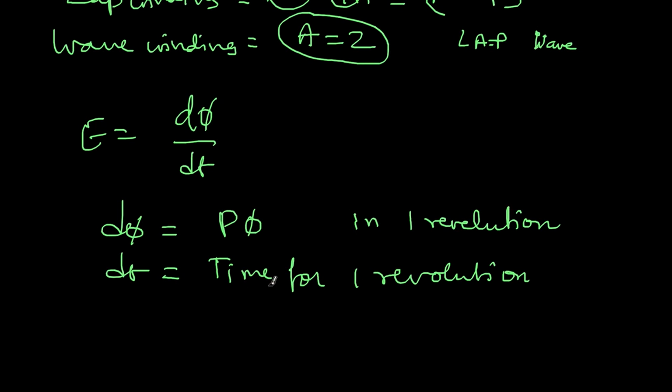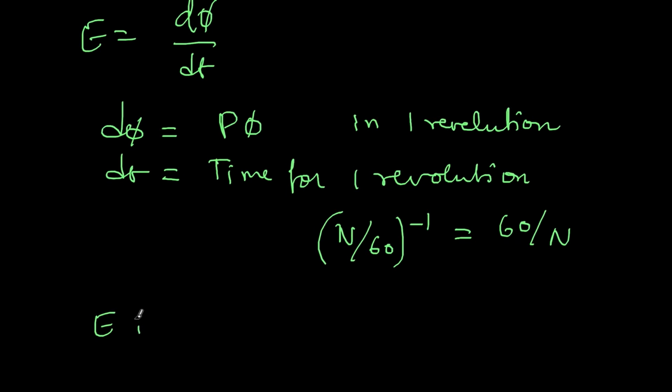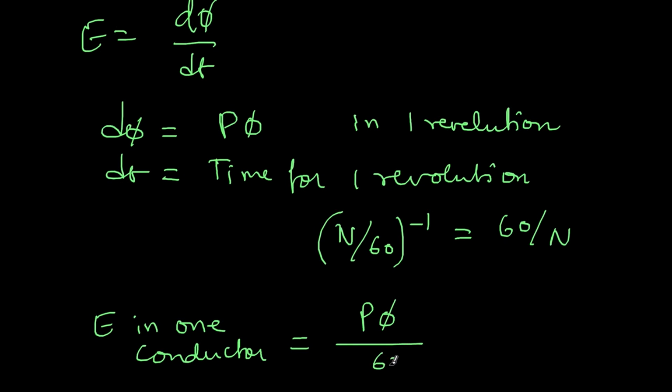Now how do we derive that? You see, n is the speed of the rotor in revolutions per minute. So if I divide by 60, this is revolutions per second, and if I take the inverse of that, this will be seconds per revolution. So that's nothing but the time for 1 revolution. This is dt, or this is nothing but 60 by n. So now I'll say the EMF induced in one conductor is nothing but d phi by dt. So that is P phi divided by 60 by n, or nothing but Pn phi by 60. This is the EMF in one conductor.